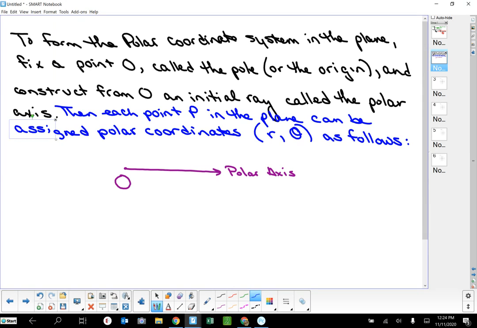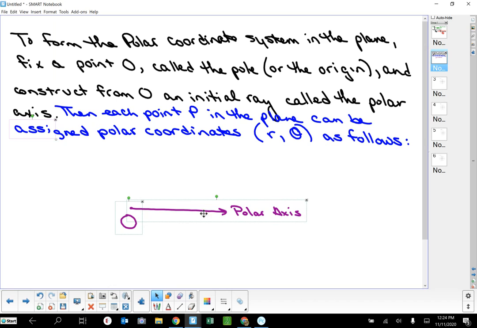Excuse me. I'm going to move this down a little bit. Oh, good. I don't know if you can hear the woodpecker pecking on my house. It's real annoying.